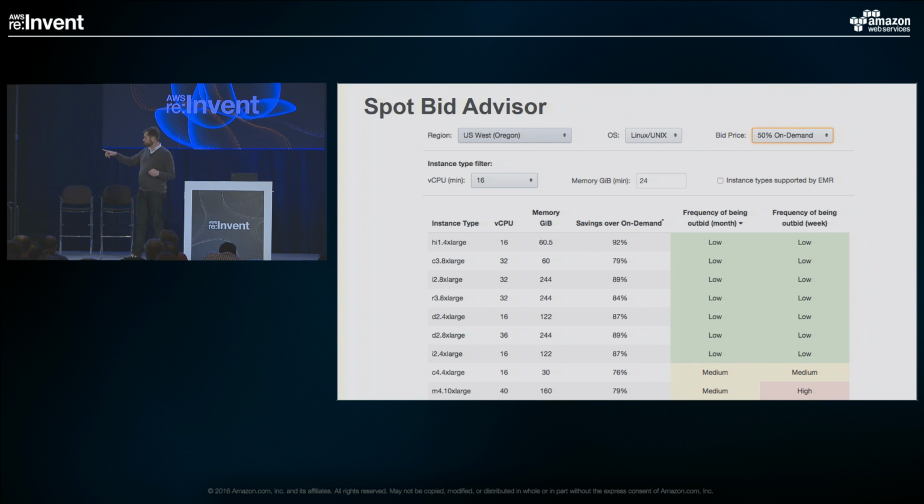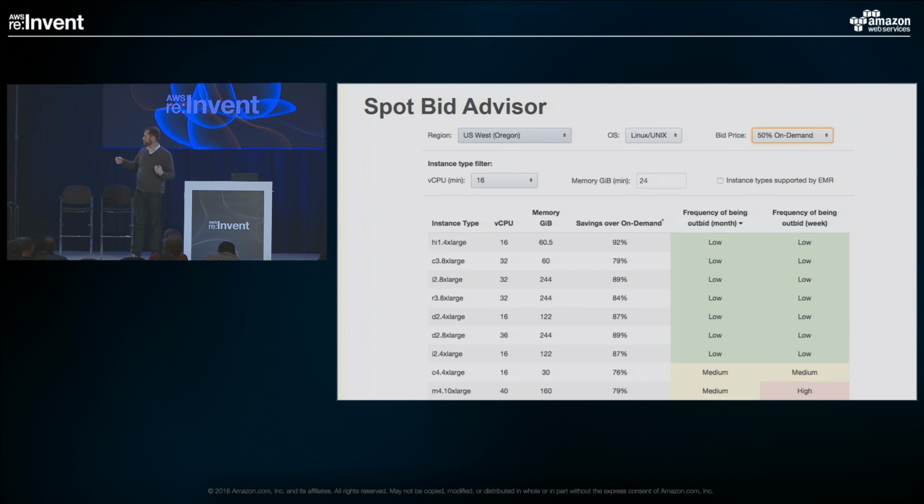And it shows you in columns the instance types that meet the filter criteria we set up there for the number of eCPUs and the amount of memory. The amount of savings you actually would have paid, calculated over, I believe, the last week, and the frequency of being outbid over the previous month and previous week, basically showing you how often over the last month I would have had some of my instances preempted.